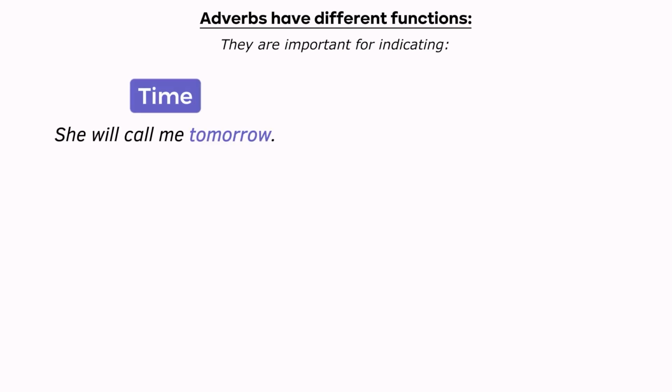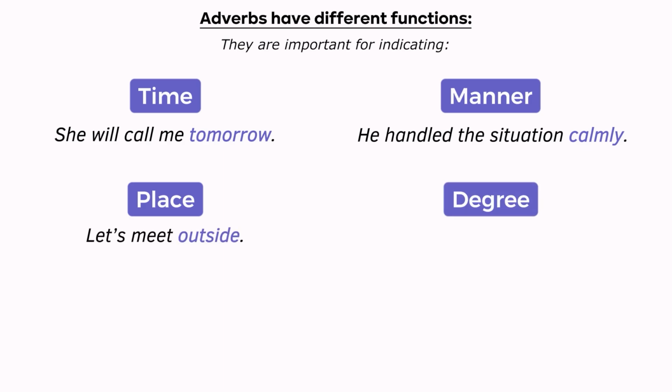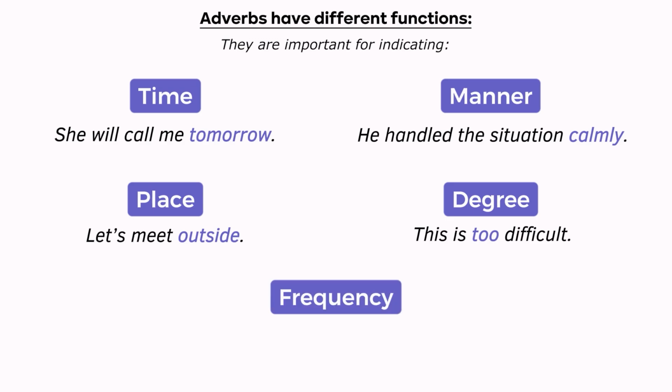Adverbs have different functions. They are important for indicating time, for example, she will call me tomorrow. Manner, for example, he handled the situation calmly. Place, for example, let's meet outside. Degree, for example, this is too difficult. Frequency, for example, I often go jogging.